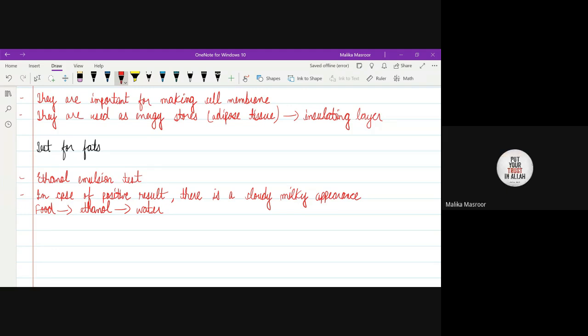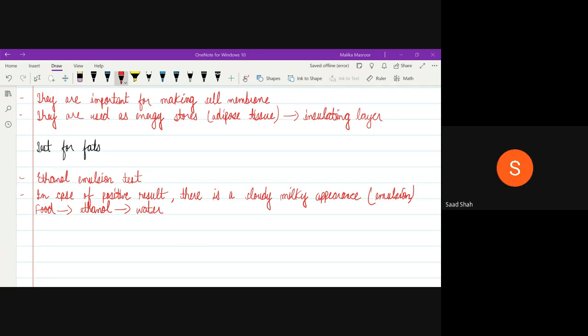Yeah, you can just say a mixture of tiny droplets in the water. They are basically called your emulsion, and they give you a cloudy milky appearance. So just say that I will see a cloudy milky appearance, and that is due to the lipid droplets. If you don't even write lipid droplets, it's okay. The cloudy milky appearance will tell you. That will be more than enough. That's why the name is the ethanol emulsion test. Okay? Great.